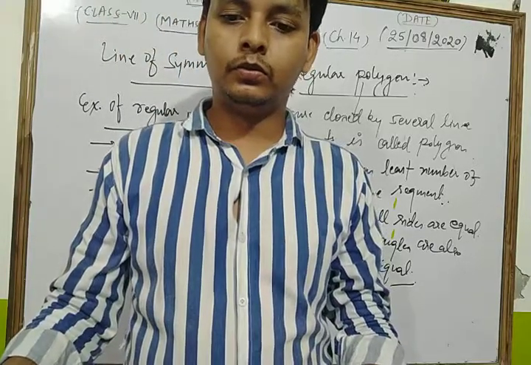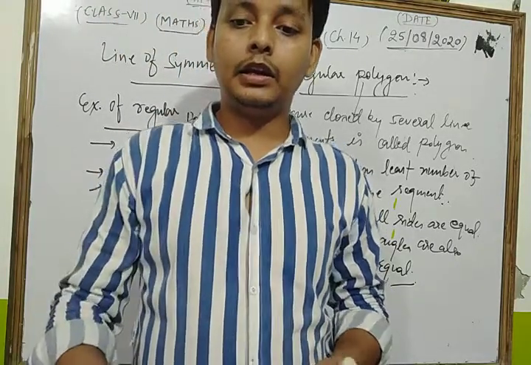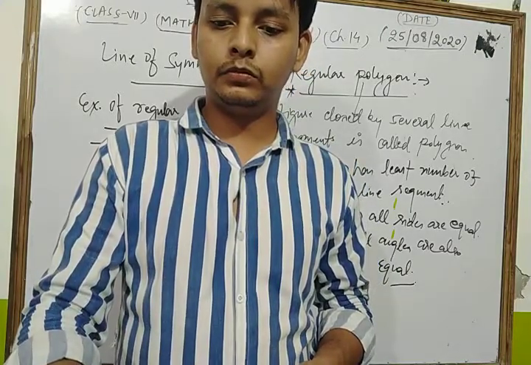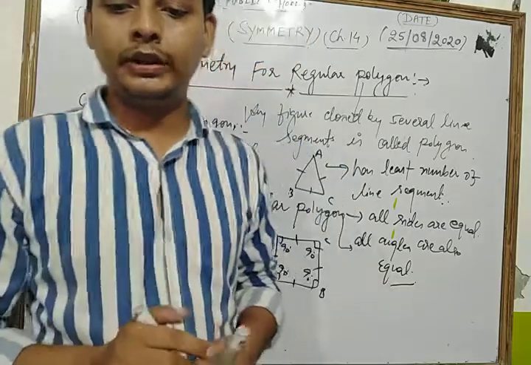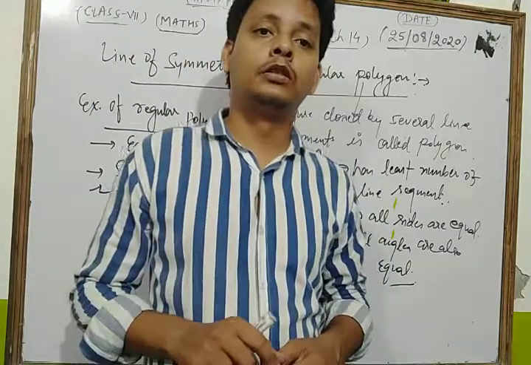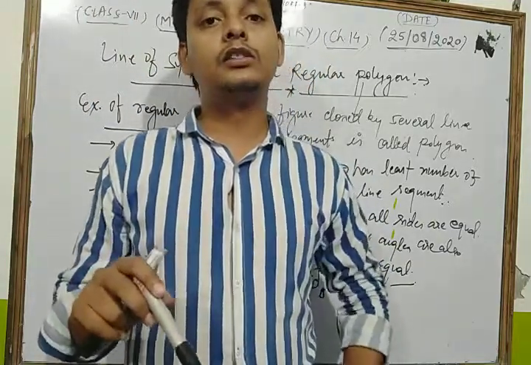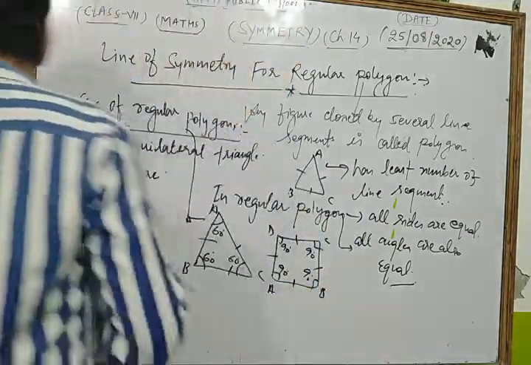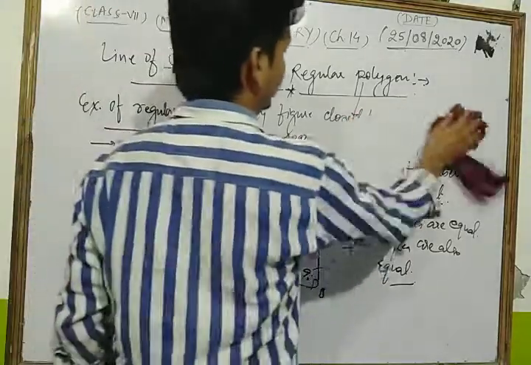Now dear students, a regular hexagon has 6 sides. Let's see. A hexagon is also a regular polygon.